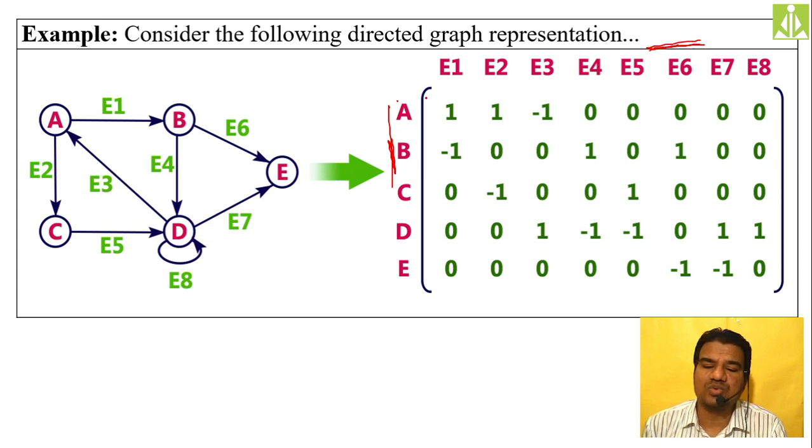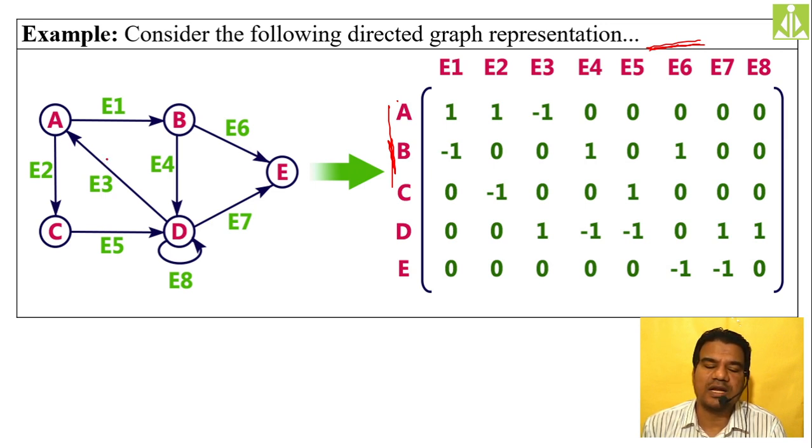Now consider A to E1. A to E1 we have a direct link. See this A over here and E1. It is a direct outgoing link from A. So put 1. Then E2. E2 is also a direct outgoing link from A. So put 1. Then E3. E3 is an incoming link to A. So put minus 1. Then E4.